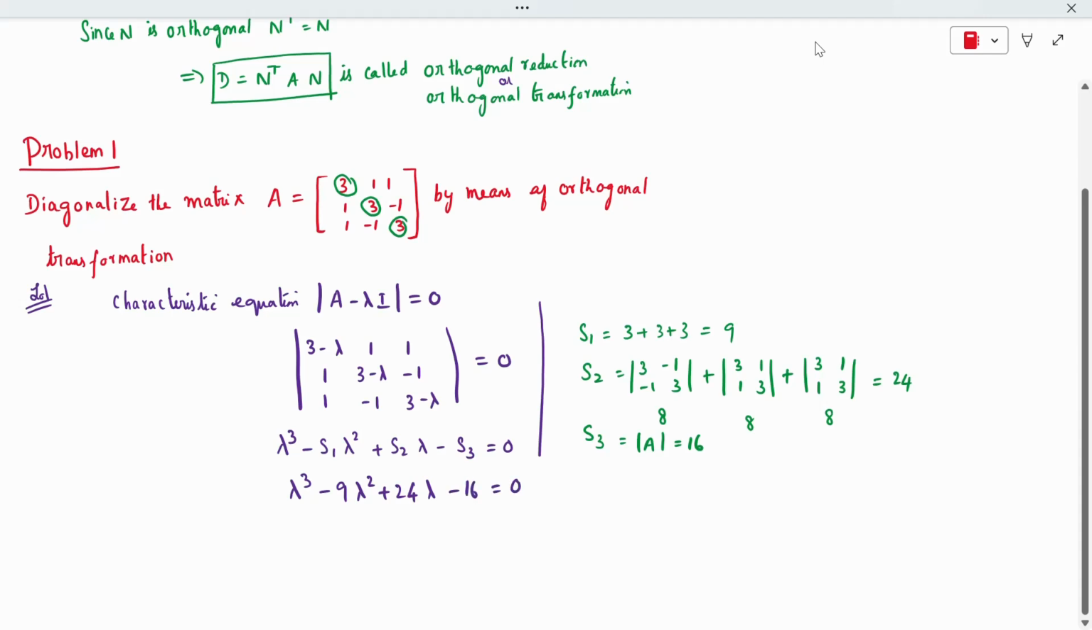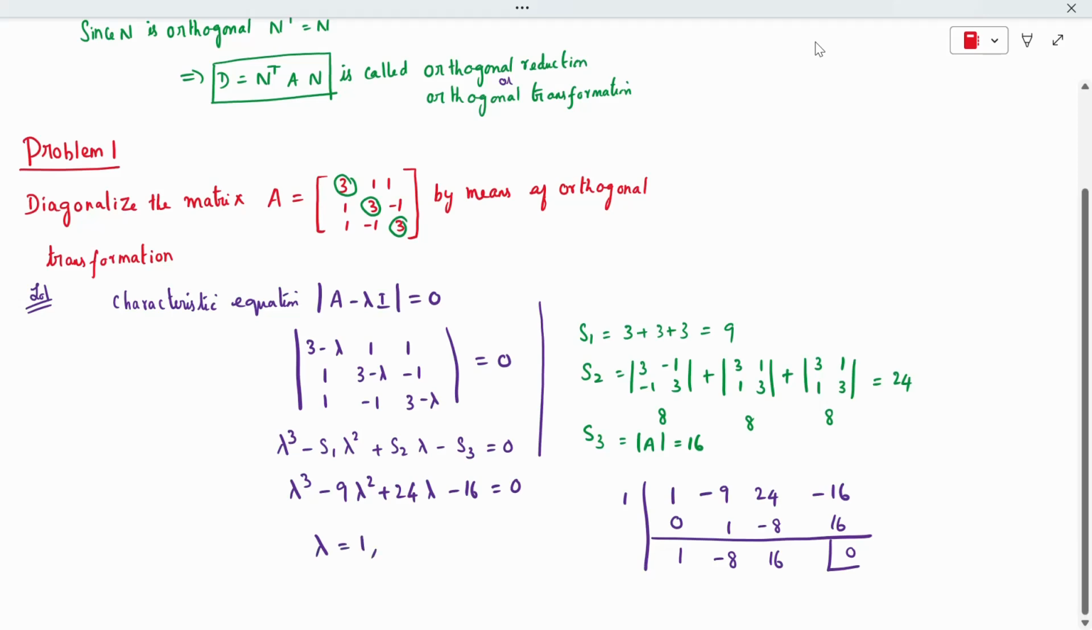Now we need to calculate lambda, the eigenvalues and eigenvectors. Eigenvalues you can find by synthetic division, or using the calculator for the cubic polynomial. I will do it by synthetic division with coefficients 1, minus 9, 24, minus 16. I will try it for 1. So 1, 1 minus 8, 1 times 1 minus 8 gives 16, and 16 times 1 becomes 0. So one of my eigenvalues is nothing but 1.